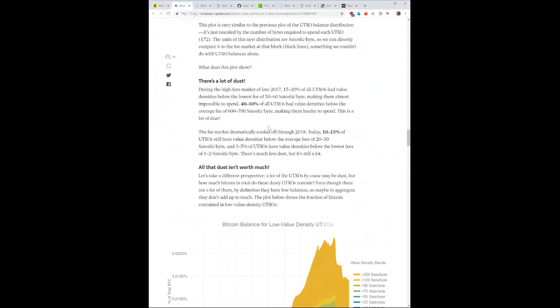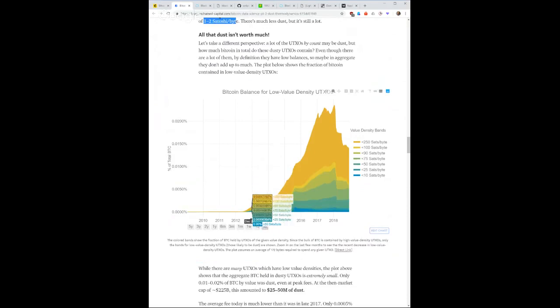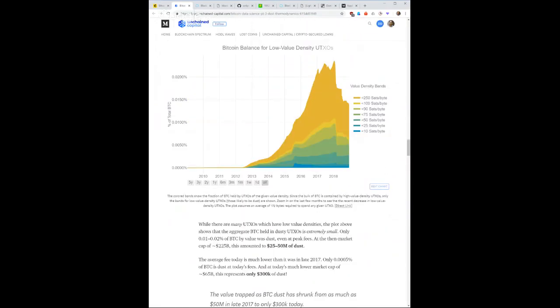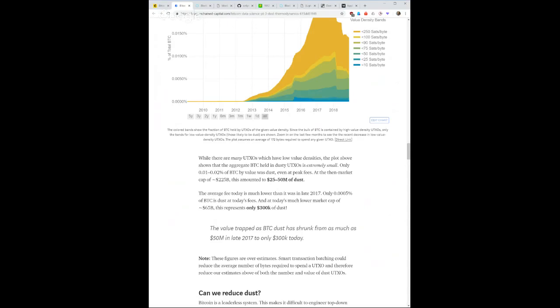It says here, 40 to 50% of all UTXOs had value densities below the average fee of 600 to 700 Satoshi per byte. This was back about a year ago when fees were really, really high. The fee market dramatically cooled off through 2018. Today, 10 to 15% of UTXOs still have value densities below the average fees of 20 to 30 Satoshi per byte. Only 3 to 5% have value densities below 1 to 2 Satoshi per byte. And that's, I think, on the high end. Basically, you can spend pretty much anything right now. And if you do have Dust, right now would be the time to go and consolidate them.